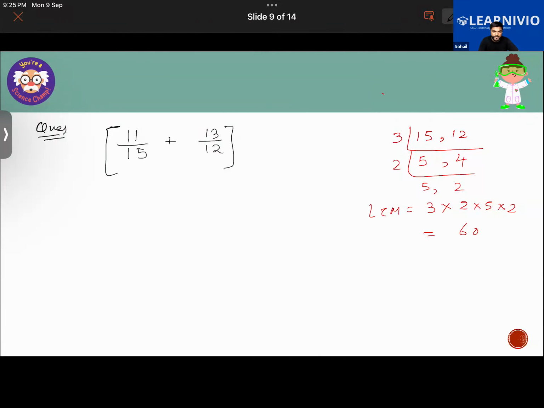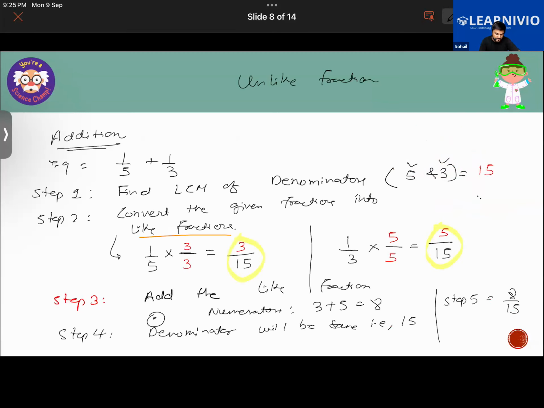Wait, sir, can I go back to the steps? I didn't understand what to do after finding that. Okay, look at the steps. You have to make the denominator equal to 60. That's what you had to do. Wait, sir, can I go back to that question? Sure.